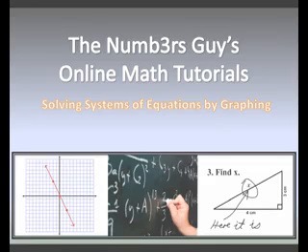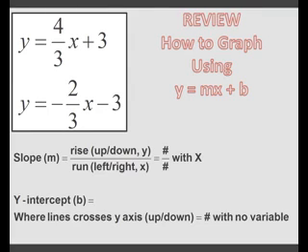To the tutorial on solving systems of equations by graphing. So let's begin with a quick review on how to graph using y equals mx plus b, our slope-intercept form. You remember that the number with your x is your slope, the top number of our fraction is our change in y, and the number on the bottom is the change in x. And the constant, the b in our equation, is the y-intercept, where our line is going to cross the y-axis, and that number does not have any variables with it.